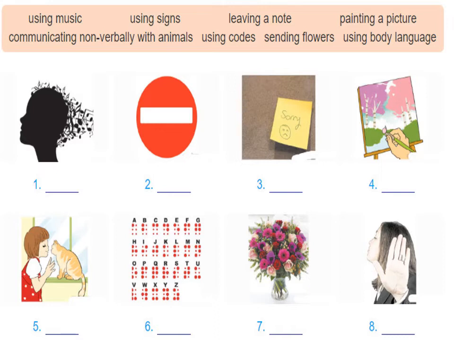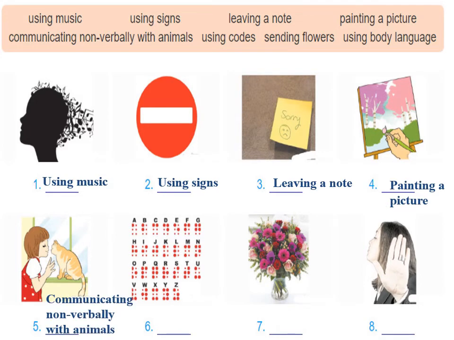Now, let's check your answers. Number one, it is using music. Number two, using signs. Number three, leaving a note. Number four, painting a picture. Number five, communicating non-verbally with animals. Number six, using colors. Number seven, sending flower. Number eight, using body language.